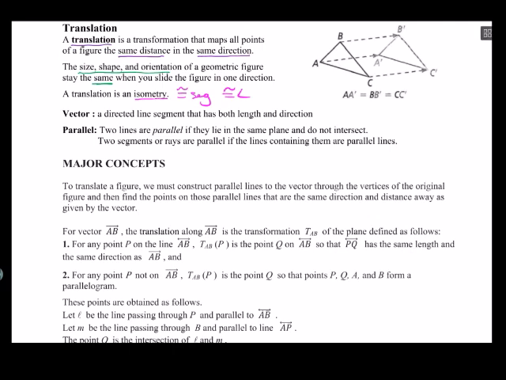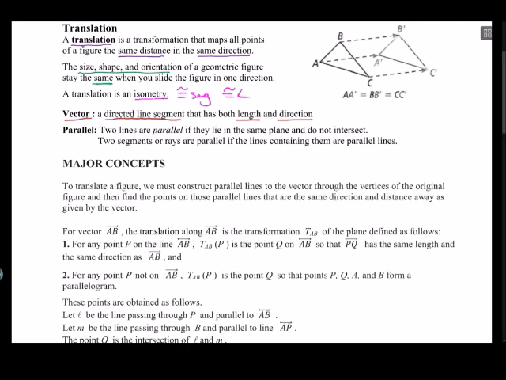Some vocabulary for us here. A vector is a directed line segment. Okay? It has both length and direction. So it's going to tell us how far to move our figure and which direction to move our figure.